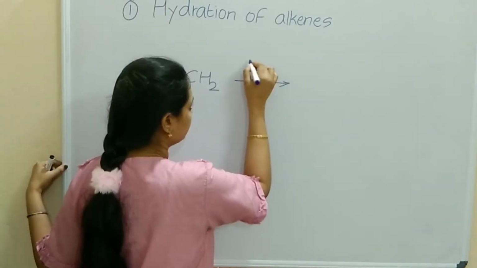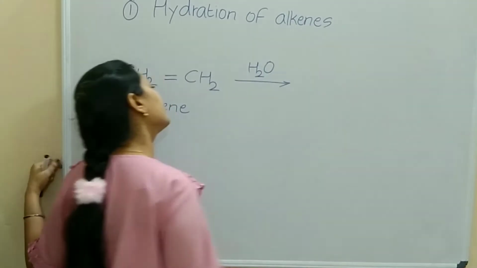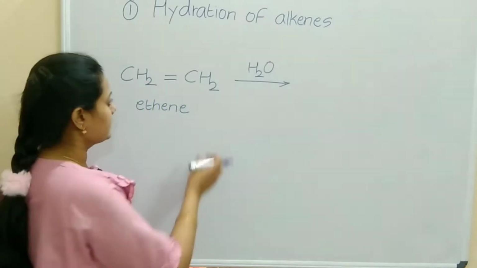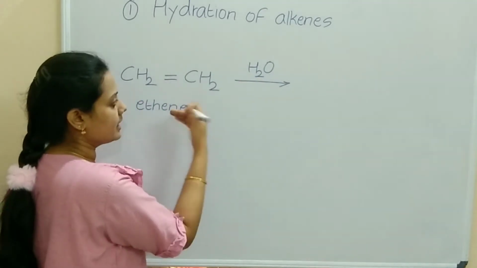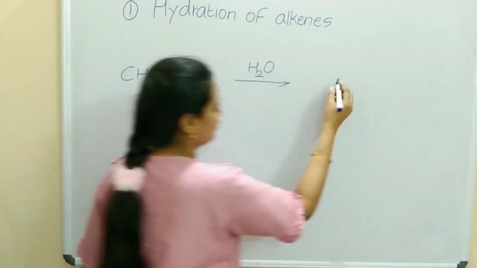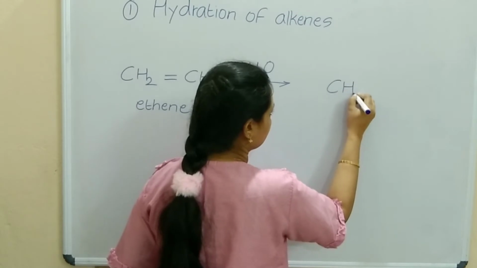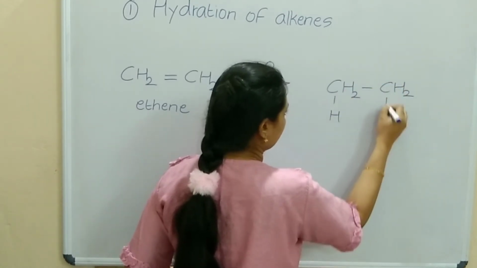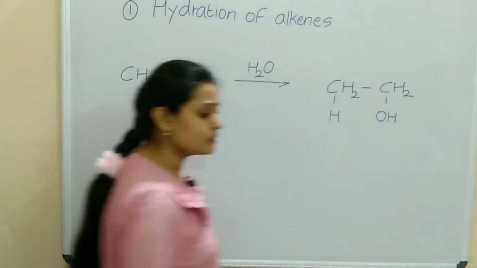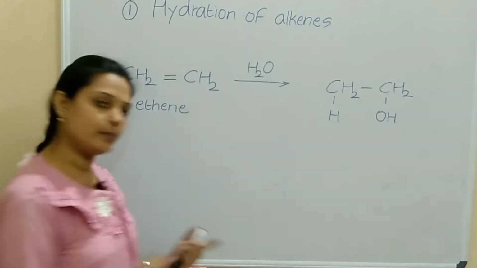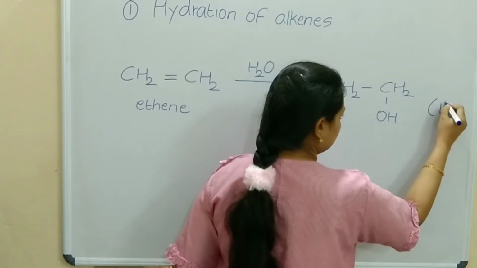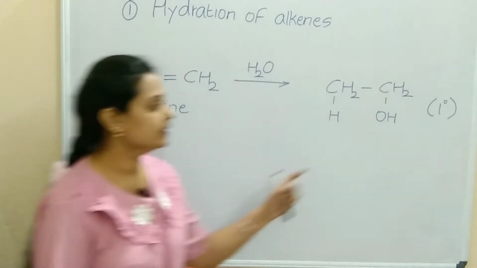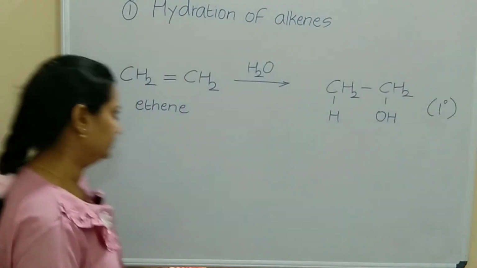Again water is added. Water has two parts, H and OH. Water is added to here. So to either of the carbons you can attach H and OH. So what will you get here? CH2, single bond CH2, one H over here, one H over here. So what type of alcohol are you getting here? Primary. Correct? So if you are taking symmetrical alkenes, you get primary alcohol.